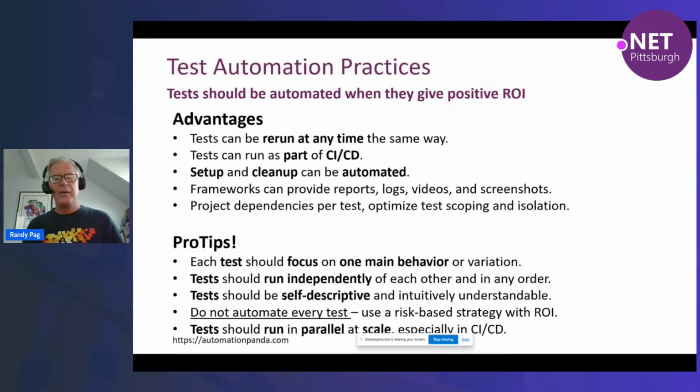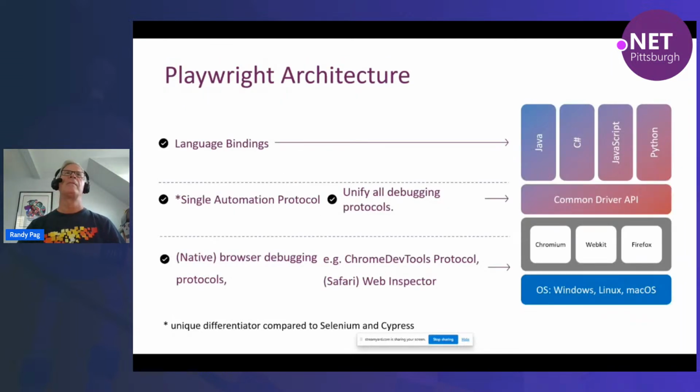The other takeaway here is you don't have to automate all your tests. You want to make sure whatever UI you're testing works most of the time. 80%, the 80-20 rule, 80% of the time. Make sure that works well and make sure you can run at scale as well.